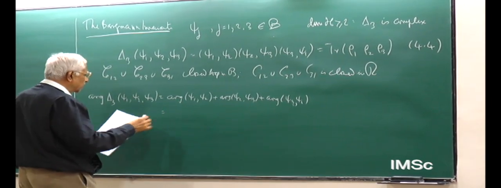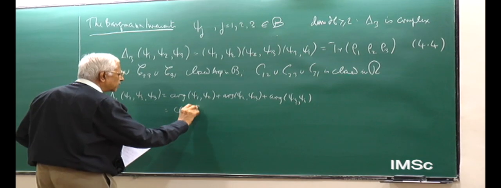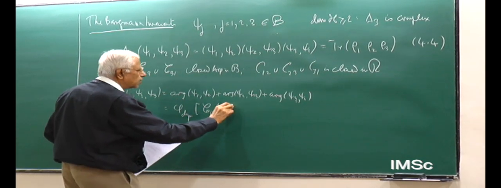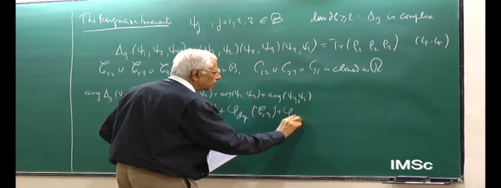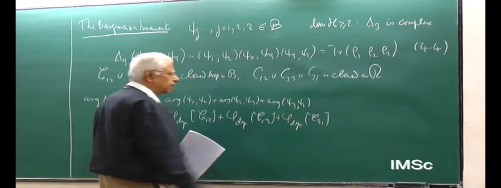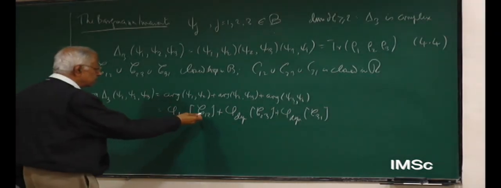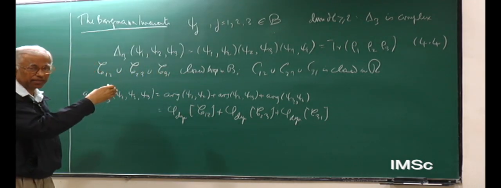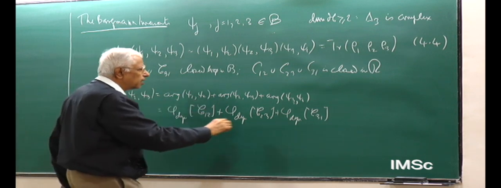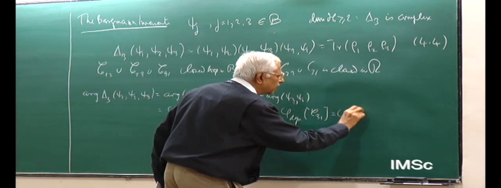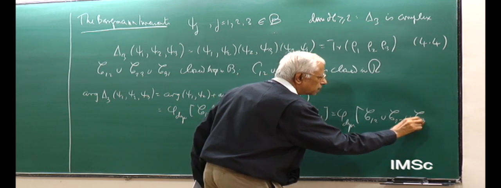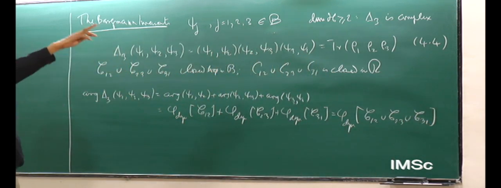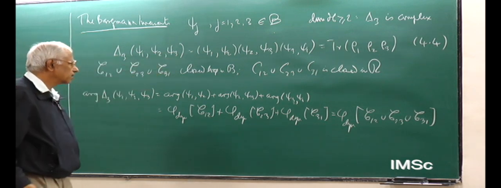So this is equal to phi dynamical of C12 plus phi dynamical of C23 plus phi dynamical of C31. And since the dynamical phases are additive, each one of these is an integral of that one form capital A along C12, C23, C31. So this is equal to phi dynamical of the closed loop script C. So this is up at the upper part of that diagram.